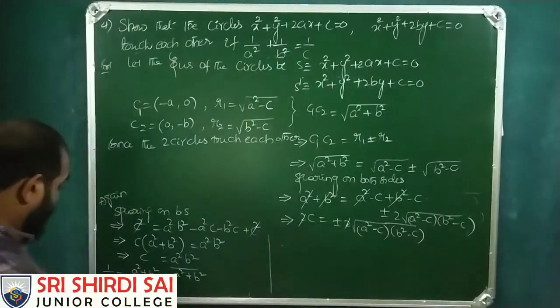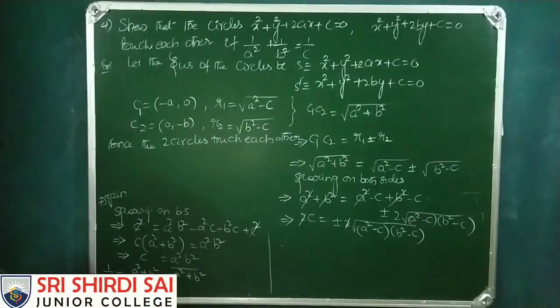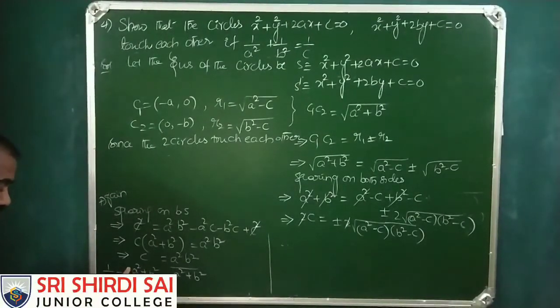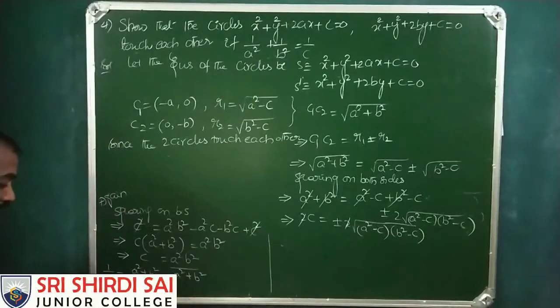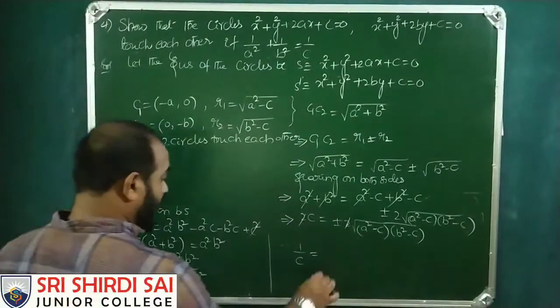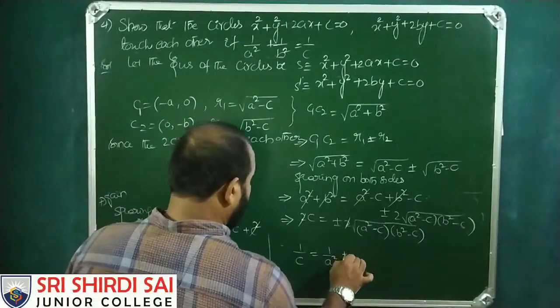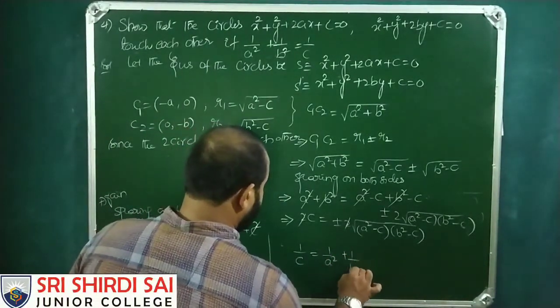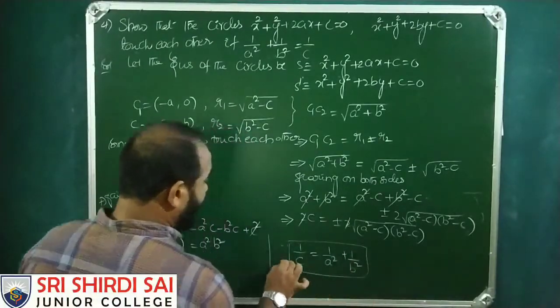Therefore 1 by c is equals to a square by a square b square, where a square gets cancelled, giving 1 by b square, plus b square by a square b square, where b square gets cancelled, giving 1 by a square. Therefore 1 by c is equals to 1 by a square plus 1 by b square, which is to be proved.